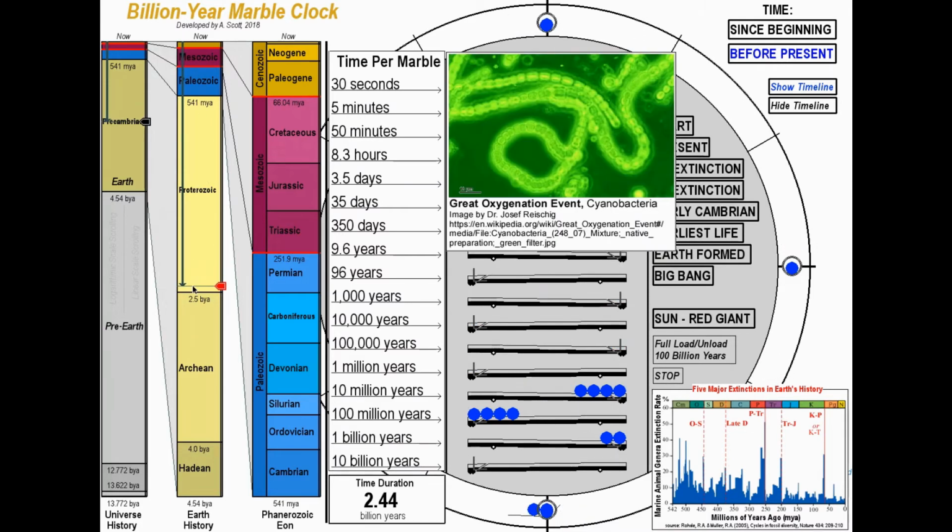The great oxygenation of the late Archean, about 2.45 billion years ago, was one such event. Oxygen began to appear in significant amounts in the Earth's atmosphere from cyanobacteria.